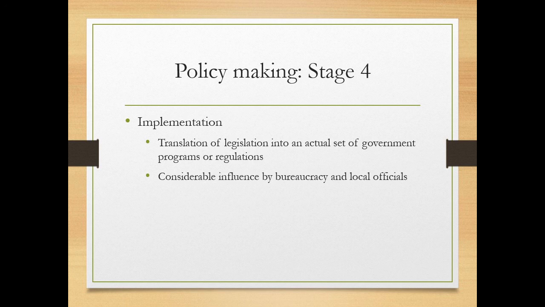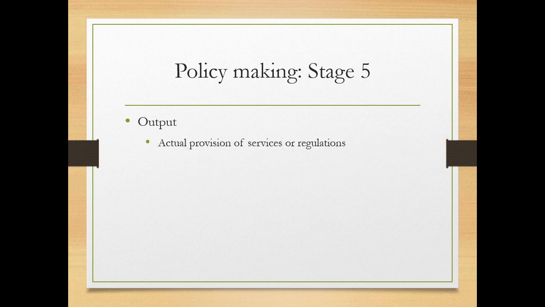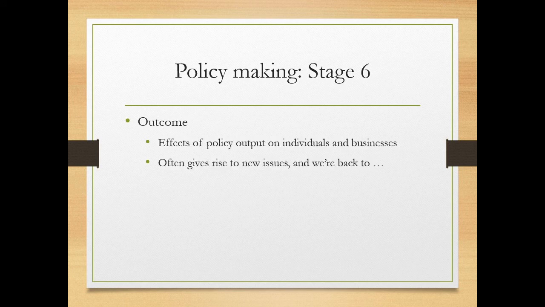Actually getting it implemented. Stage 5, output. Actual provision of services and regulations when it actually happens. So you've taken it from enacting it in the regulatory process, in the bureaucracy, and you're actually creating output. This is where the rubber meets the road, output.